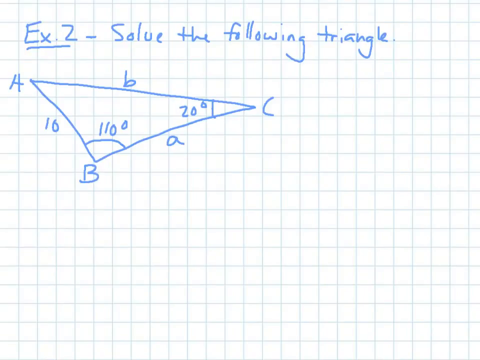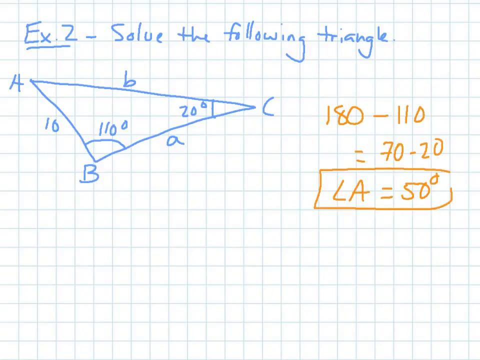I'm going to solve the following triangle. Here I have two angles again. So now I want to take 180 minus 110, which gives me 70, and then minus 20, which gives me 50. Okay, so angle A is going to be 50 degrees. Okay, and now I'll do the same thing. Since I know side C and angle C, those will be the ones that I'll use for all of my law of sines proportions.